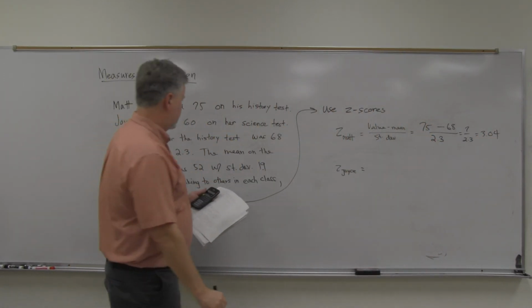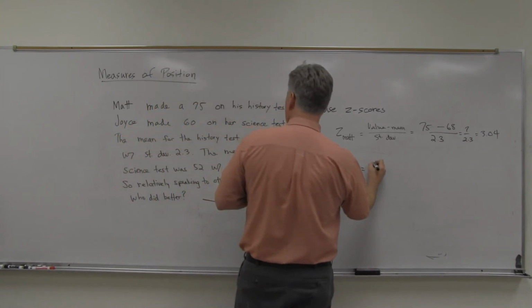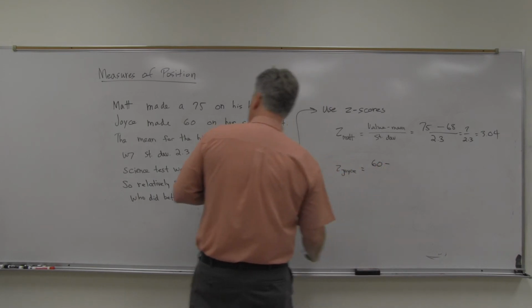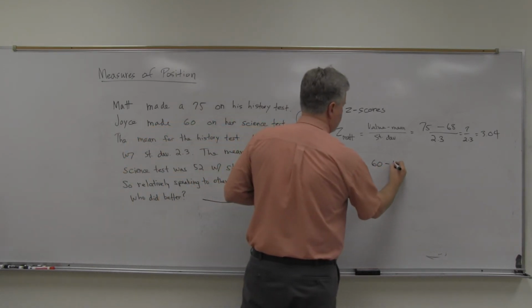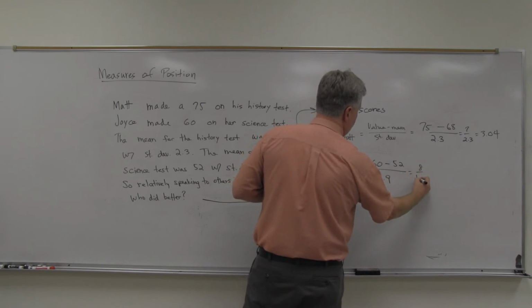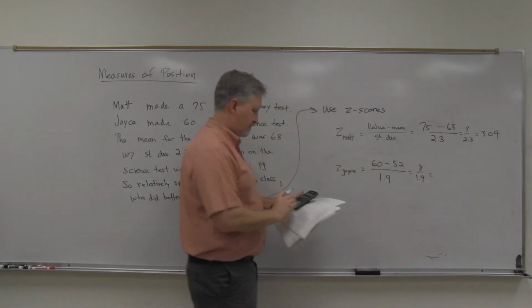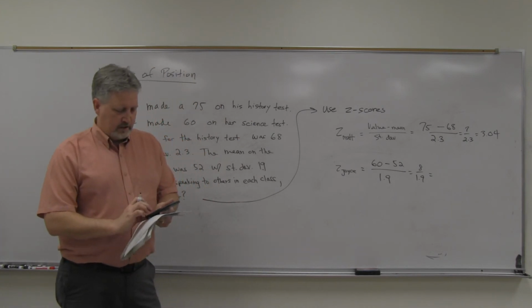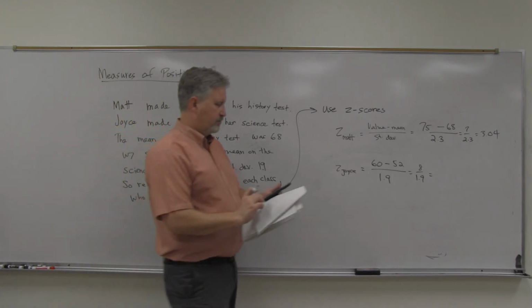Okay, what about Joyce? Well, Joyce's value was 60. The mean was 52, and the standard deviation was 1.9. So that's 8 divided by 1.9. That is over 4. It's 4.21.